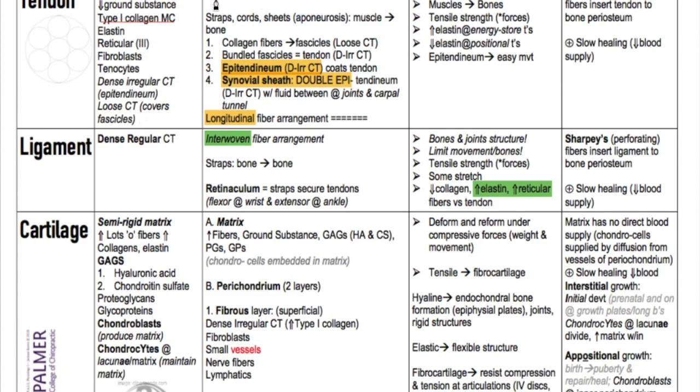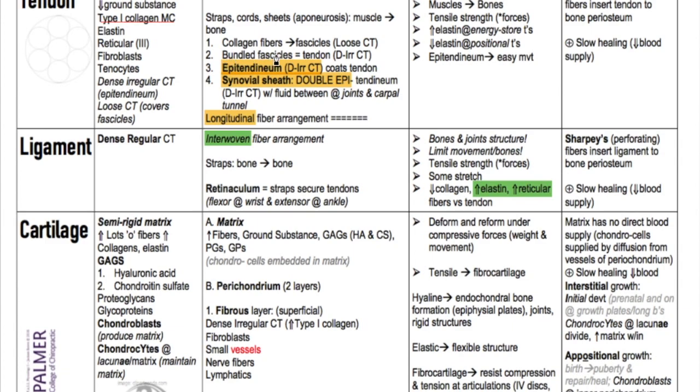Okay, so the structure is longitudinal. They're just ropes. Okay, they're longitudinal ropes as opposed to ligaments are more interwoven. That's a difference, so I highlighted interwoven right there. Tendons can be formed as straps or just straight up cords like a rope, or they can even be found as a sheet, which you would call an aponeurosis. And what they do is connect muscle to bone. So once again, you've got collagen fibers forming fascicles coated by loose connective tissue.